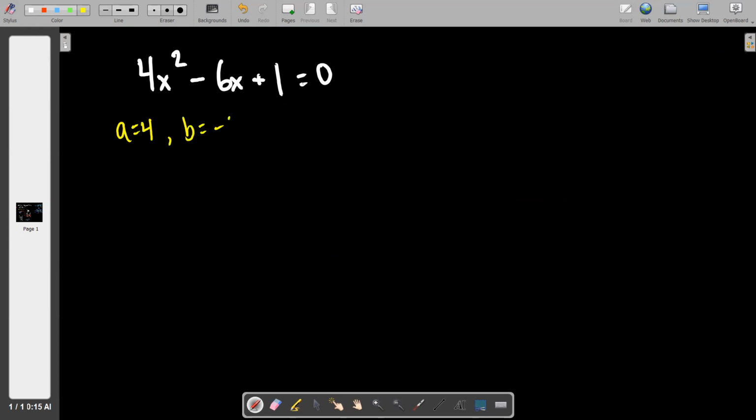All right, let's head on to problem 2. So problem 2, we have 4x squared minus 6x plus 1 equals 0. So once again, we're not going anywhere until we acknowledge and write down our 3 values. What is A? What is B? Yeah. And what is C?